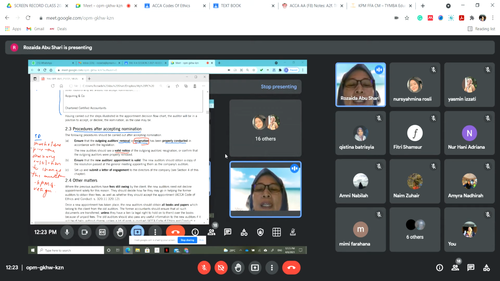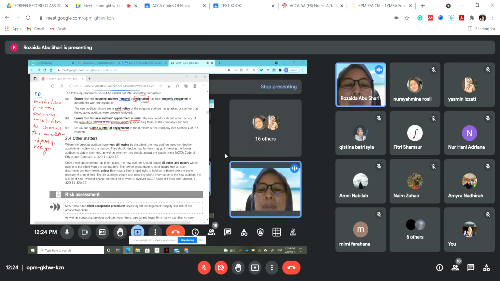And ensure that the new auditor's appointment is valid. A valid appointment means that the procedures for appointment of the auditor were properly conducted. The new auditor should obtain a copy of the resolution passed at the general meeting appointing them as the company auditor. Then set up and submit a letter of engagement, once you have agreed on the nomination by the directors of the company, so as to have a binding agreement between the client and the auditor.